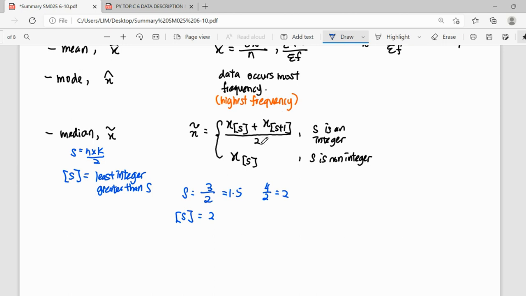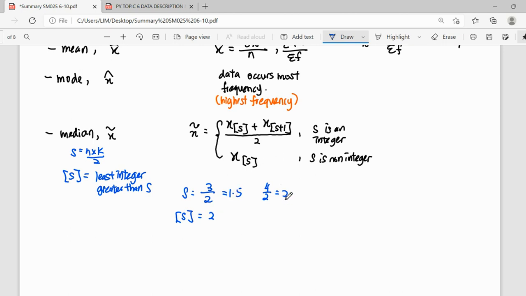So from here we can see it is nothing regarding your odd even things. It's about all your S. How are you going to find your S? Is it an integer or not an integer? If not an integer, data yang seterusnya. Kalau 1.5 maksudnya data nombor 2.